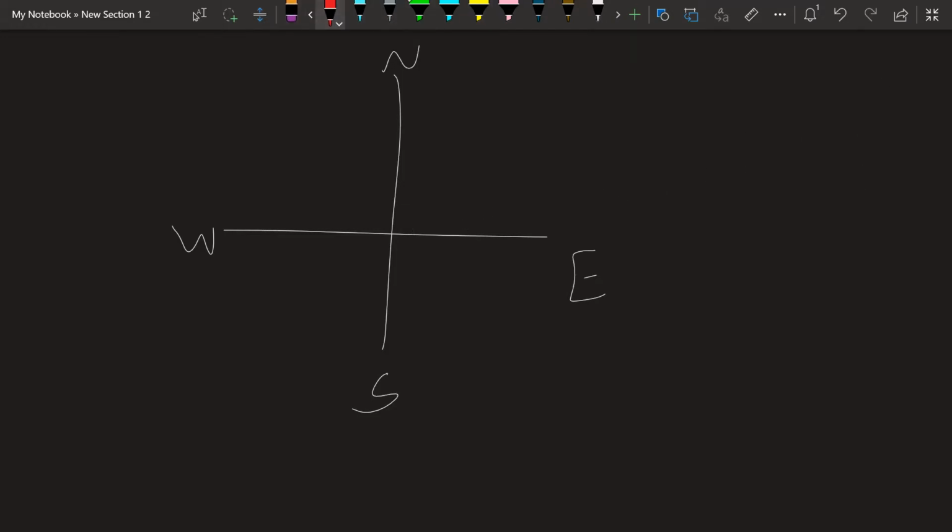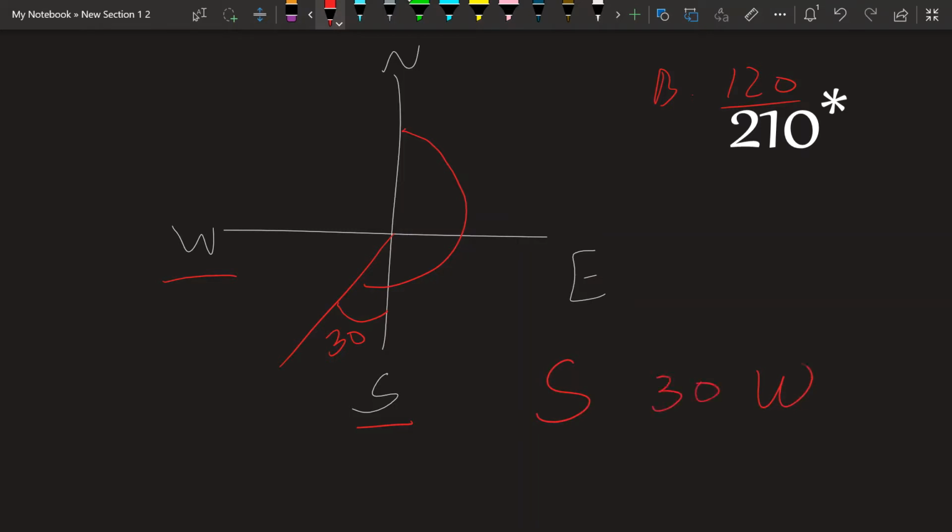Okay? Part B. They say you have a bearing of 120. A bearing of 120 looks like this, right? Where this is 30 degrees. 90 plus 90 plus 30 is 120. How might we express this in the mariner's compass? Well, you can either say south west by 30, or you can say west south by 60, right? South west by 30 degrees, or west south by 60 degrees.